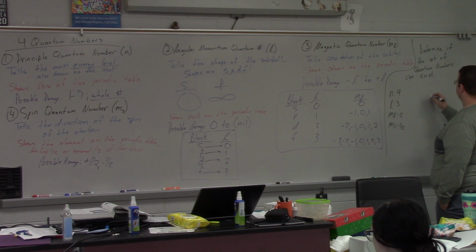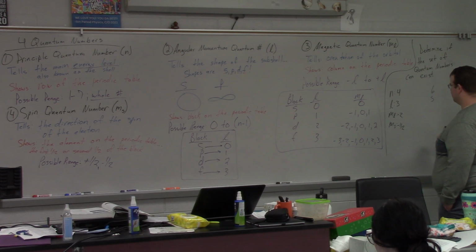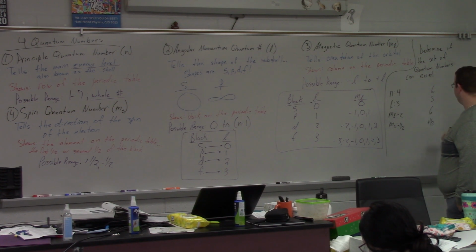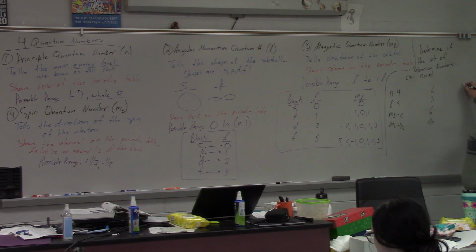We can go across. Let's do n as 6, L as 5, M sub L as 6, M sub S is +1/2. Let's do n as 8, L is 2, M sub L is 0, M sub S is +1/2.